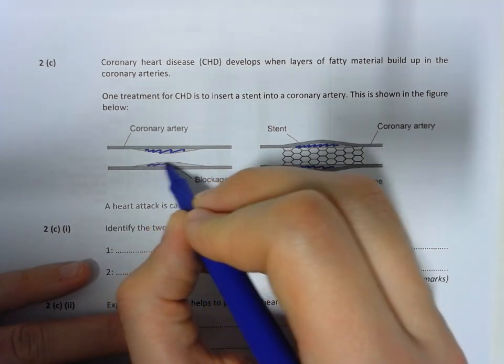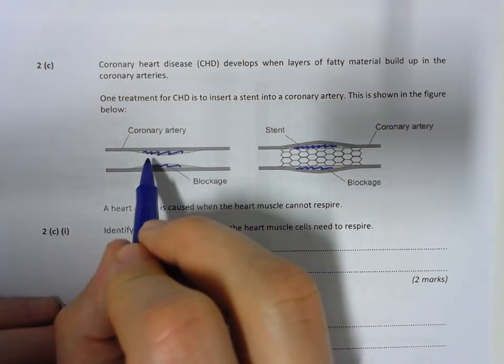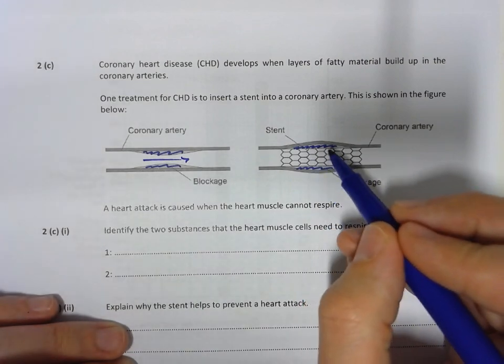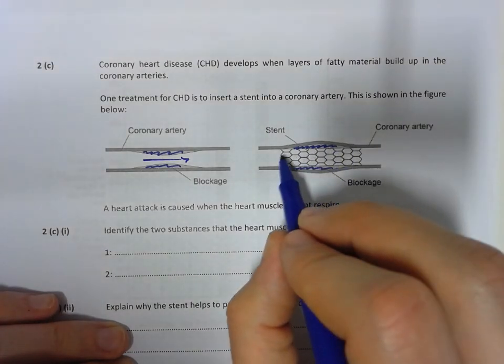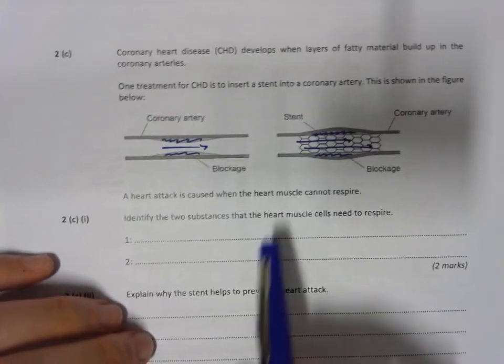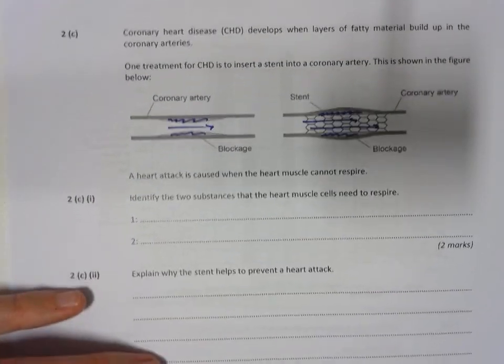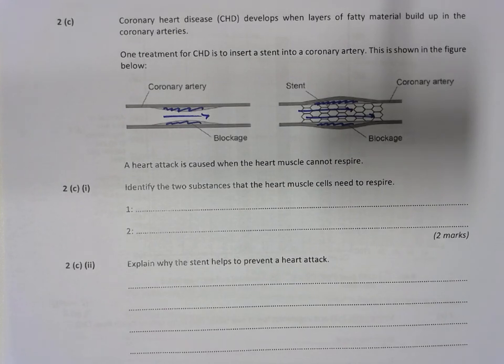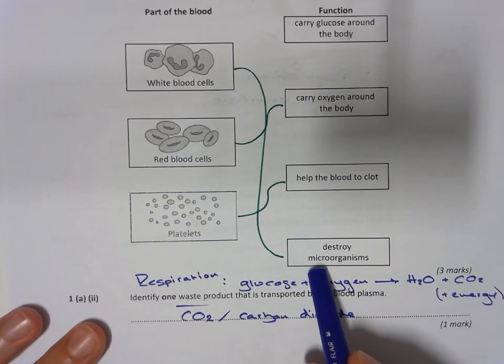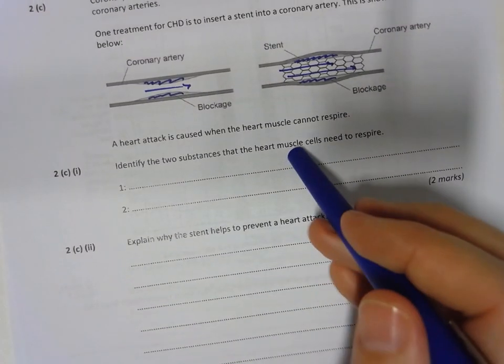They are narrowing the coronary artery here. There's less space for blood to travel through, but here they've been widened by this wire mesh, and there's now more space for the blood to travel through. Heart attack is caused when heart muscle cannot respire. If we look back to that equation that we wrote before, we know that we need glucose and oxygen for respiration, and that's what we need to write in here.